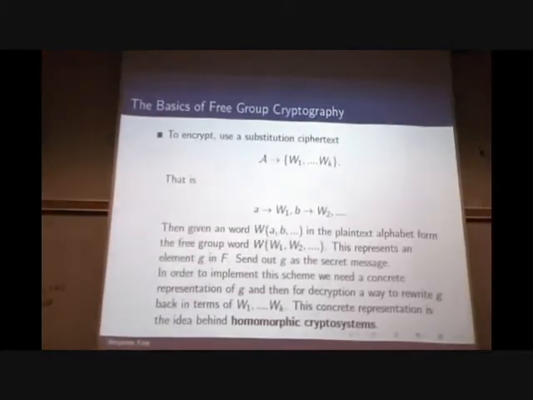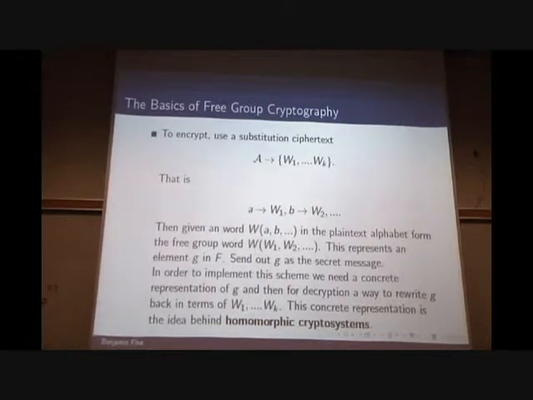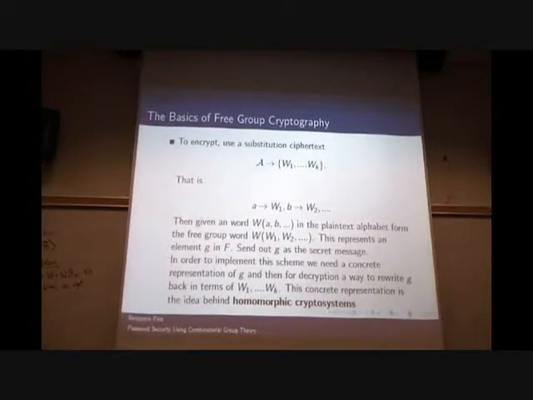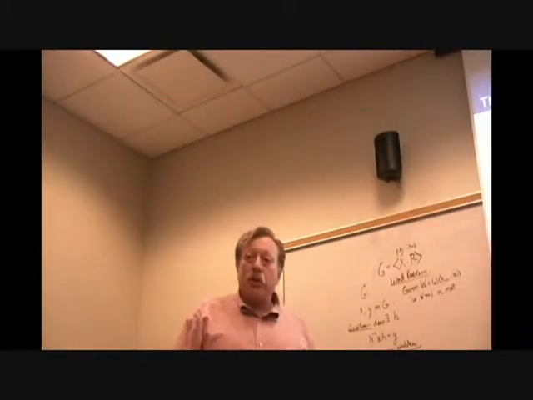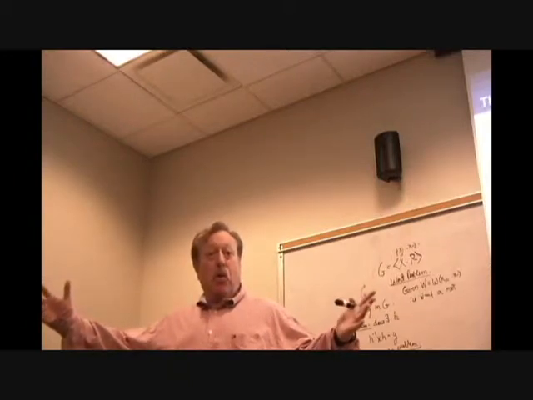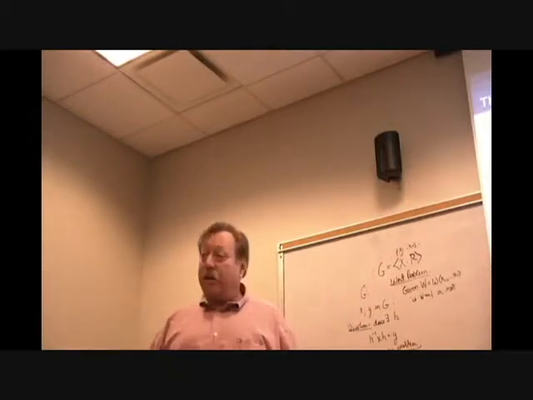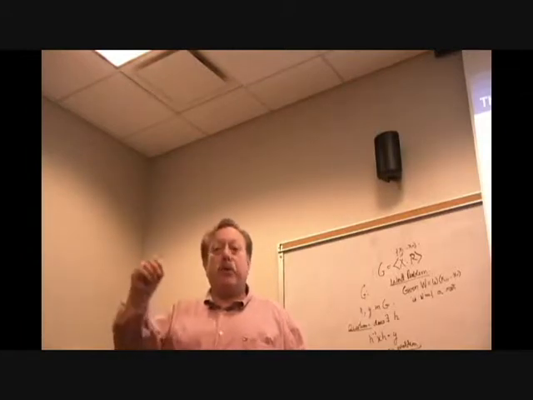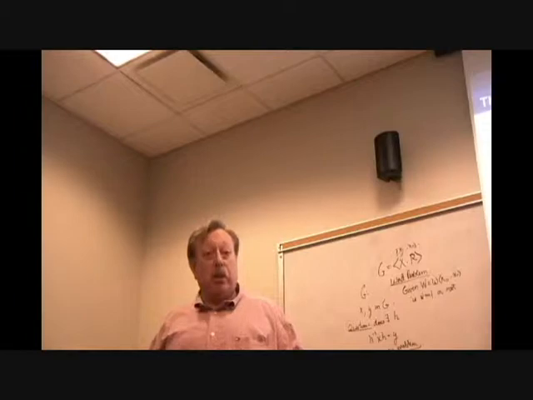Now, suppose you have a word in the plain text alphabet, like "make love, not war," something like that. Okay? So what you do is, you just replace the letters by the corresponding free group words. You make it a word in the free group, you send it out. Now, in a certain sense, though, you can't just send out the word, because that's just a word in a bunch of letters, and an attacker could say, oh, this is this, and just read it. So you need some concrete representation different than the word.